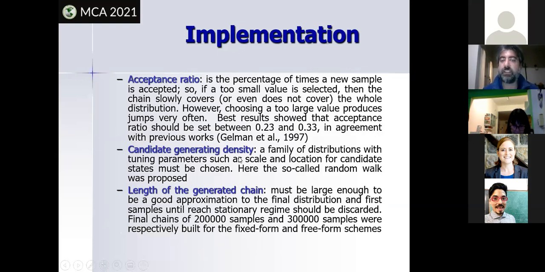The candidate generating density, in this case, is the so-called random walk. And it has some problem because it updates one parameter at a time. I will show you that later. And we have the length of the generated chain. That must be large enough to be a good approximation to the final distribution. Until reaching a stationary regime, samples should be discarded. In this case, we use final chains of 200,000 samples and 300,000 samples, respectively, for the fit form and the free form schemes.